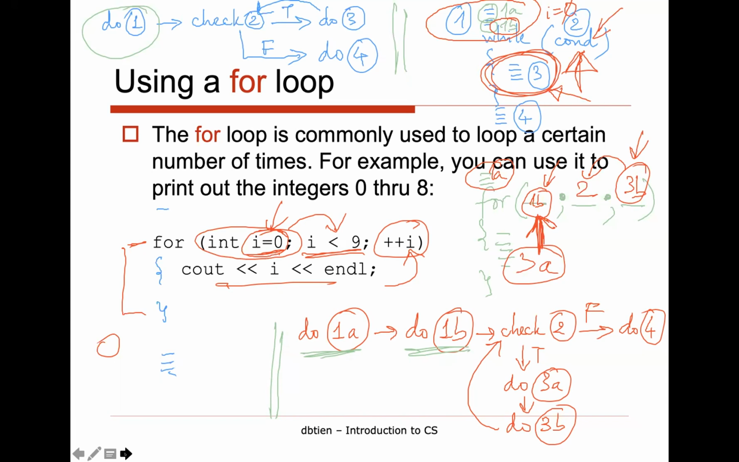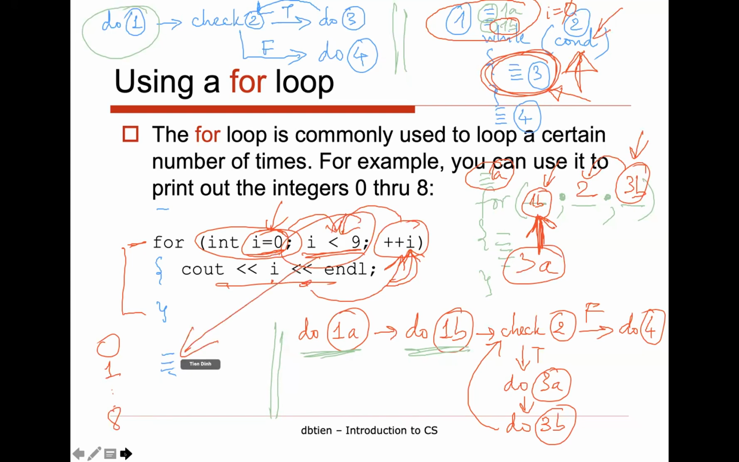So i is 1 now. And it's still less than 9. So we'll print out 1. Print out 1 and increase i to 2, to 3, to 4, to 5, until 8. Yeah, 8 is less than 9. So print 8 out and increase i one more. That is 9. 9 is not less than 9. And I stop and go out.